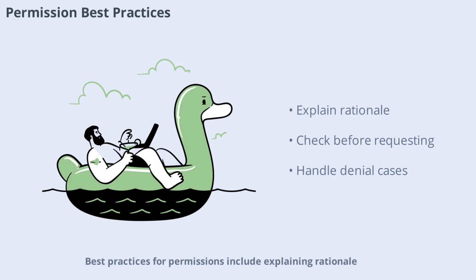Best practices for permissions include explaining rationale, checking before requesting, and handling denial cases. These steps ensure users understand why permissions are needed and improve trust in your app.